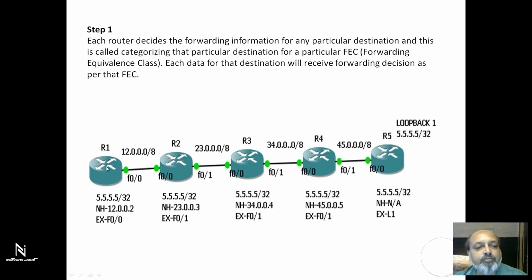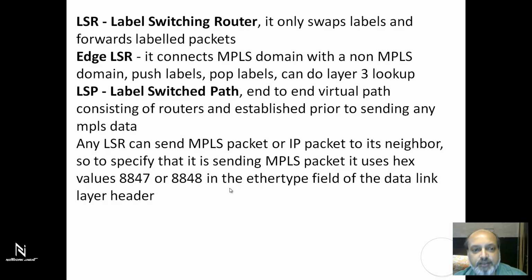So the normal data gets a label when it enters the MPLS domain, from whose hand? The edge LSR, or rather the ingress edge LSR. And when the data leaves the MPLS domain, in that case the label is popped. Again, who is doing it? The egress edge LSR, right? So these are the functions of the edge LSRs and the normal core LSRs, right? And now the third definition, that is label switched path.